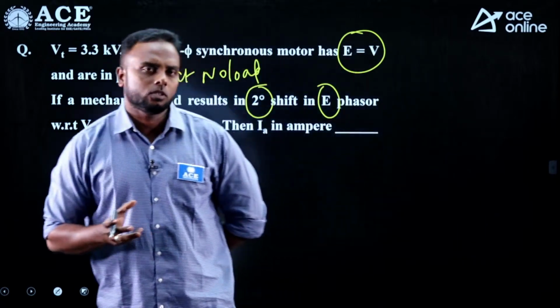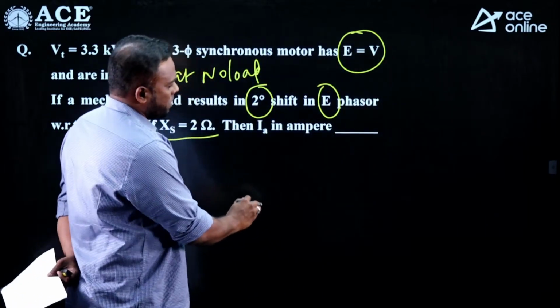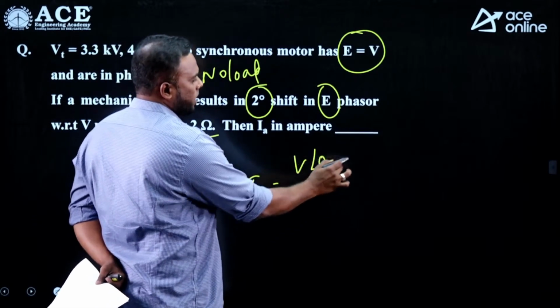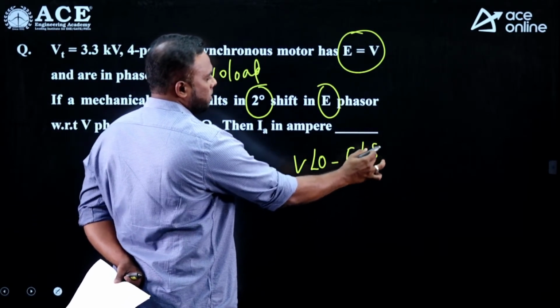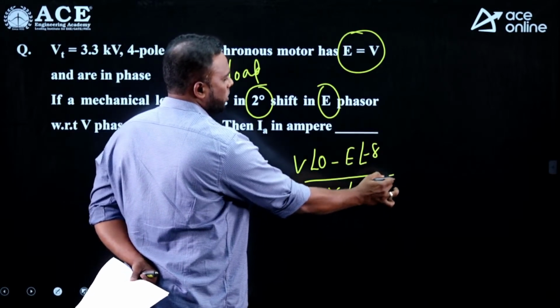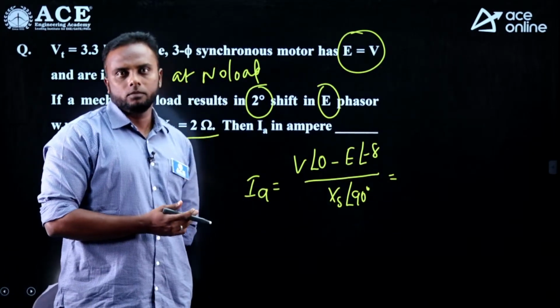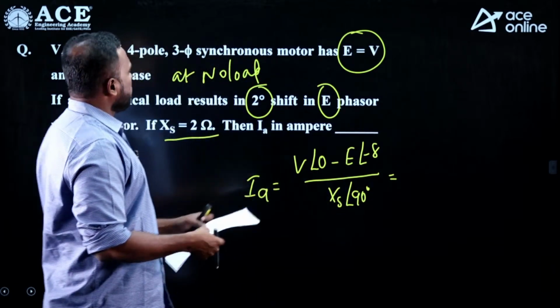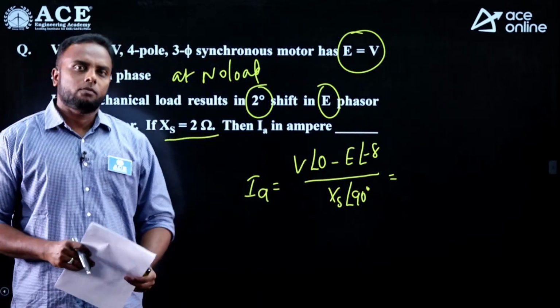Armature current. So simple question directly from the equation of KVL, IA equals V at an angle 0 minus E at an angle minus delta, divided by XS at an angle 90 degrees, because only XS is there, no resistance here. So the angle is 90 degrees. Substitute here. Given V is 3.3 kV voltage.